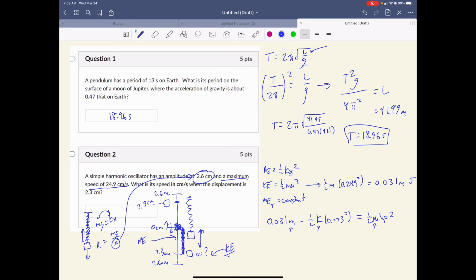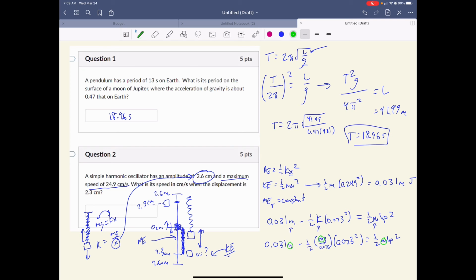So what it will look like now is 0.031 m minus 1/2 mg all over x, 0.023 squared equals 1/2 mvf squared. This x right here is the max displacement, so 0.026. Okay. And notice that the m will go away because there's an m in every term. And if it didn't go away, then again, that's when you know you did the problem wrong. And now it is just straight up algebra.